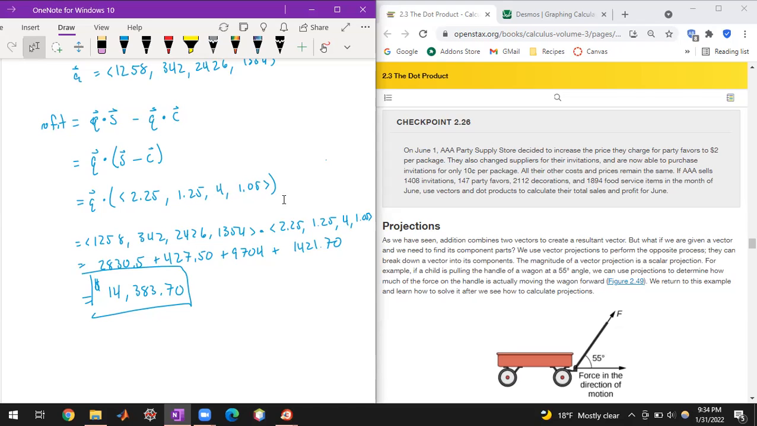So if they sold these particular numbers of items in the month of June, let's also use vectors and dot products to calculate the sales and profit for June. I notice here that it says sales and profit, so we want to separate them and calculate them individually. So go ahead and pause here and tackle this checkpoint on your own.